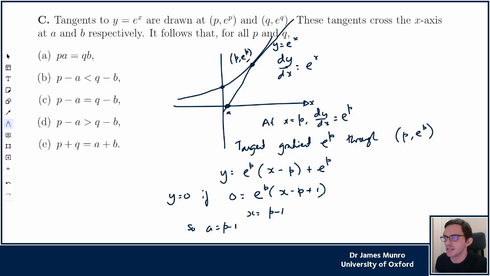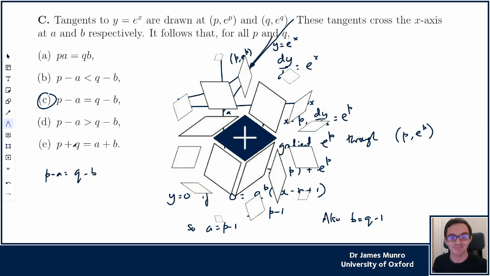We didn't use any property about p, so it's also true for q: if you look at the point where the tangent is tangent to the curve when x is q, that will cross the x-axis 1 to the left. That's a long way of saying that b is equal to q minus 1. If you don't believe me, redo this algebra on the screen, but with b's instead of a's and q's instead of p's. Anyway, long story short, p minus a is in fact equal to q minus b, because they're both equal to 1. Yes. C.